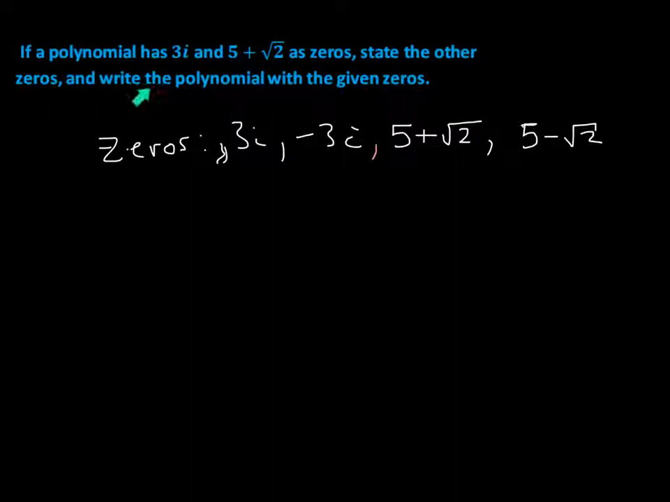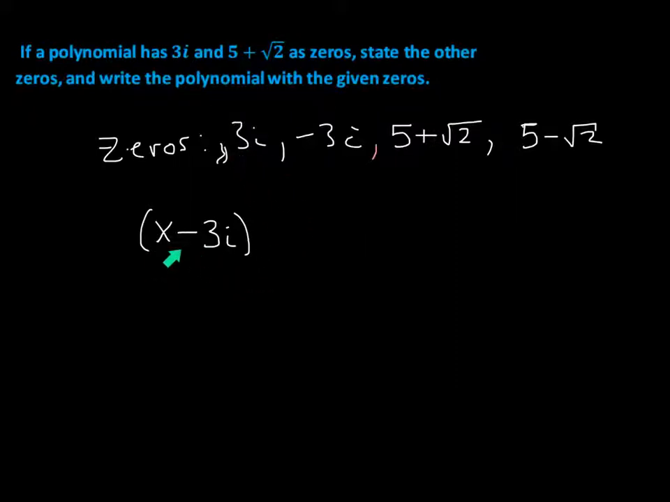Now the second part says write the polynomial with the given zeros. This is where it's going to get a little tough. So how do we write all these zeros? How would we represent these in factored form? When I have this function f of x, if I have 3i as a zero, we would represent that as x minus 3i, right? How you get that zero is you would set this equal to zero, and this is what you would get as your resulting answer.